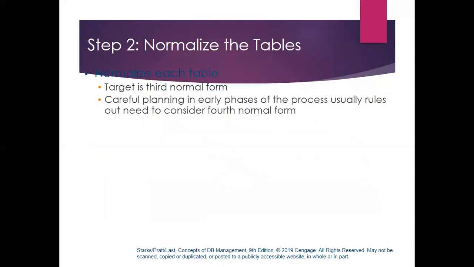After creating relationships between the tables, the next step in the informational level design is to normalize each table. In normalization, the goal is to go from first normal form to third normal form. A careful planning in early phases of the process usually rules out the need to consider the fourth normal form.